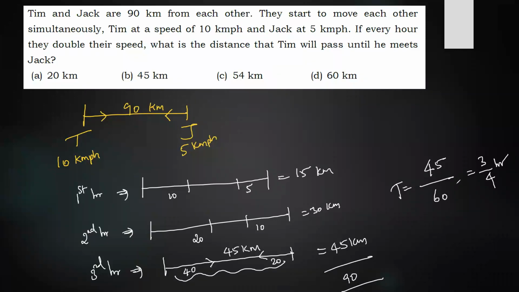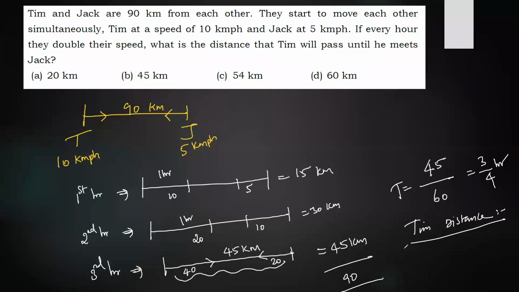Since they are coming from opposite directions, we need to add the speeds. They have double the speeds now, 40 and 20. So the remaining distance is covered at 60 kilometers per hour. Both are in terms of hours, so which is 3/4, right? 3/4 hour.